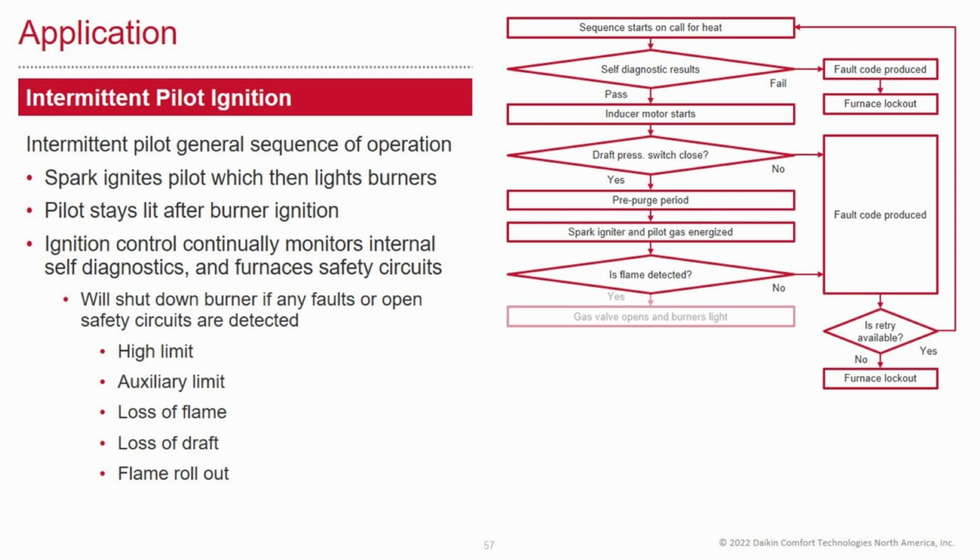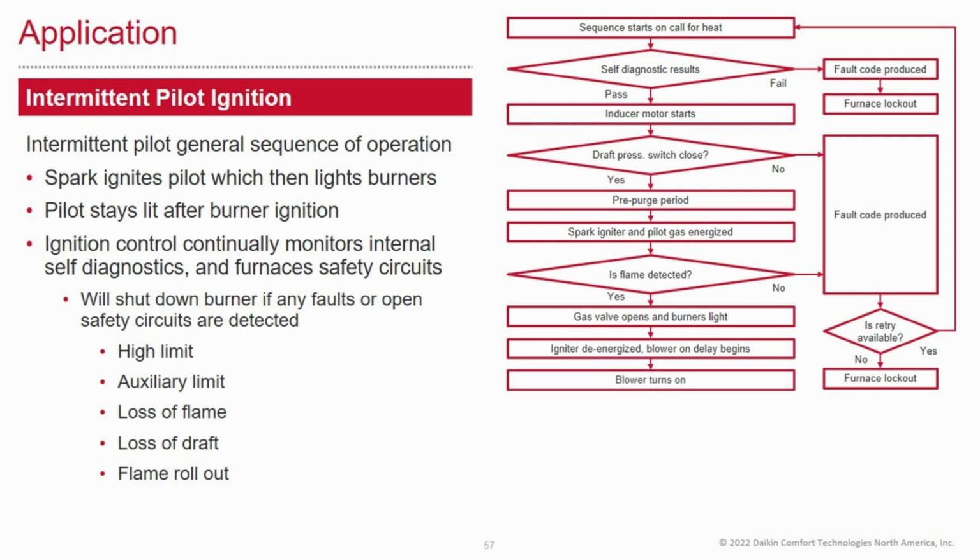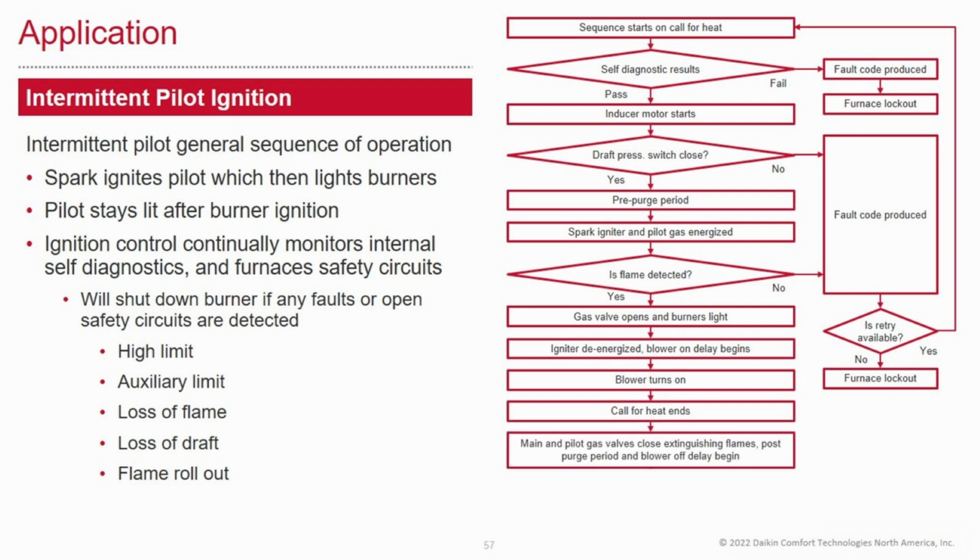If the flame is detected, the gas valve opens and lights the burners. The igniter is then de-energized and the blower-on delay begins. When the blower-on delay time is reached, the blower turns on and runs until the call for heat ends. The main and the pilot gas valve close, the flame is extinguished, and post-purge period and blower-off delay begin.